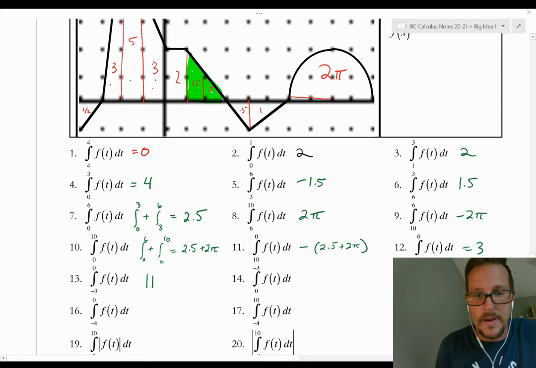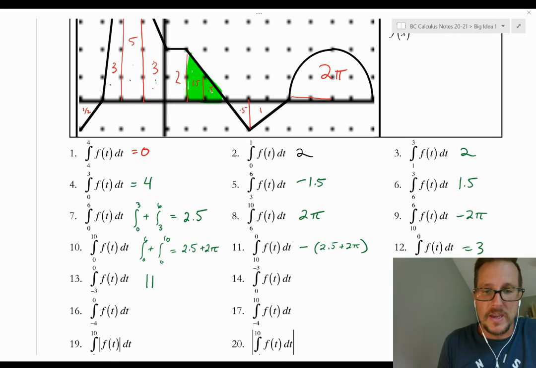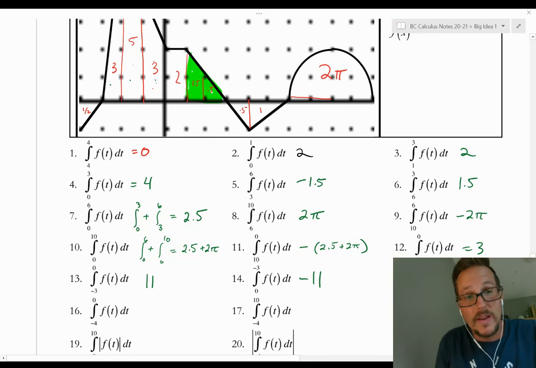Oh, come on now. 0 to -3. I know what you're trying to do. Trying to make me think too hard. No, it's just flip the limits, flip the sign. That's -11. How about -4 to -3?